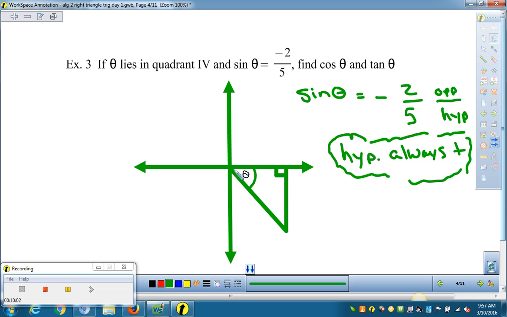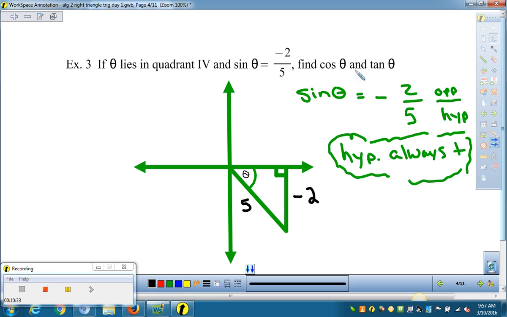If I do this, so my x in this quadrant, is that positive or negative? Positive, and my y should be negative. All right, so the hypotenuse needs to be positive, so I'm going to label the hypotenuse 5. That means I have -2 on the top, and that is the opposite side. Does it make sense that that is a negative value? Yep, because we're going down. So we make the opposite side -2, and the hypotenuse positive 5.